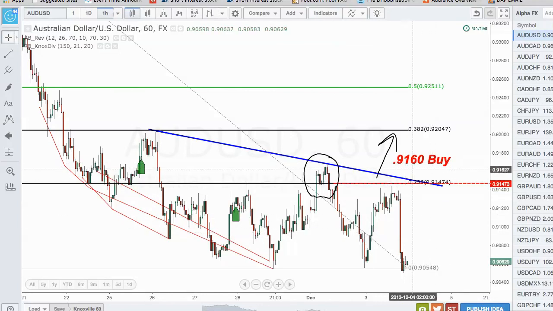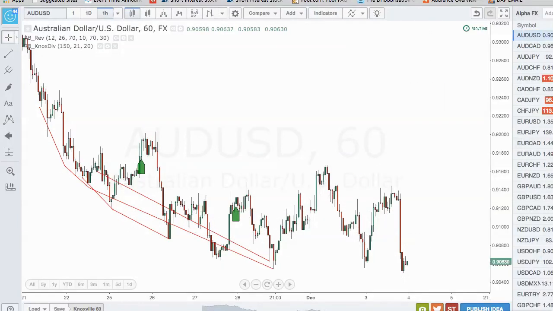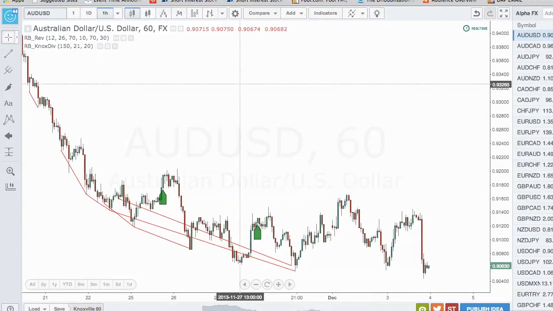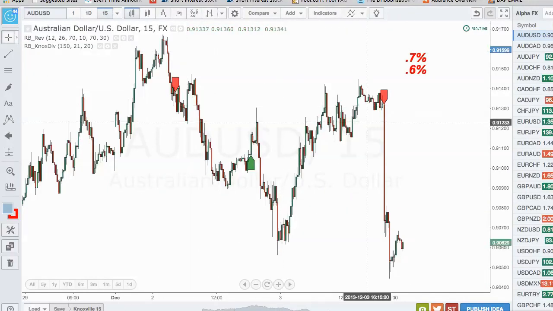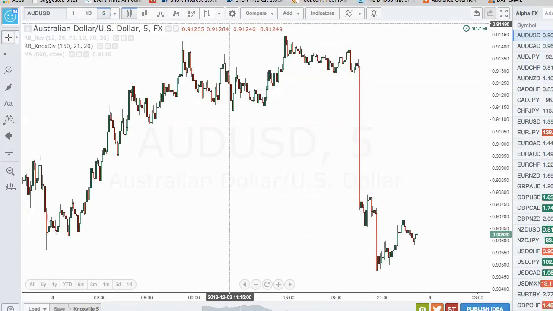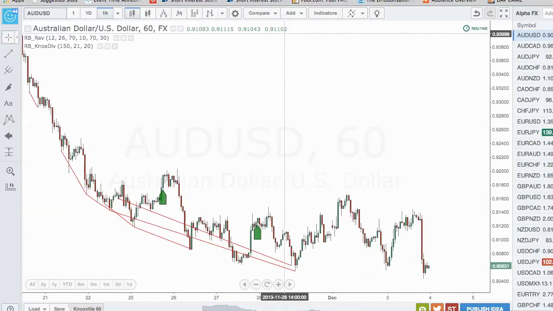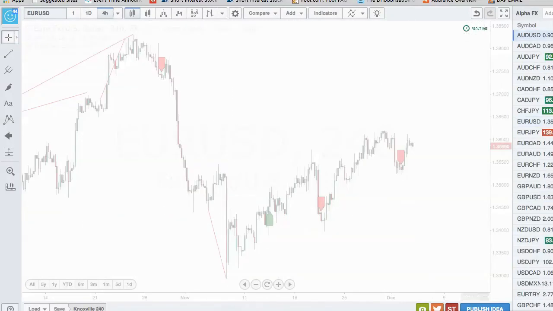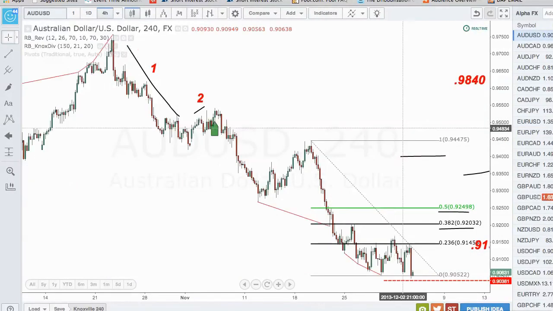We had a buy at 91.60 that never opened, and we can remove all of our tools off of this 1 hour chart. There's no trade, and there's no trade on the 15-minute chart. So the Australian dollar on the 15-minute chart and the 60-minute chart is a no-go. On the 4 hour chart, we are getting closer and closer to setting up a trade here.